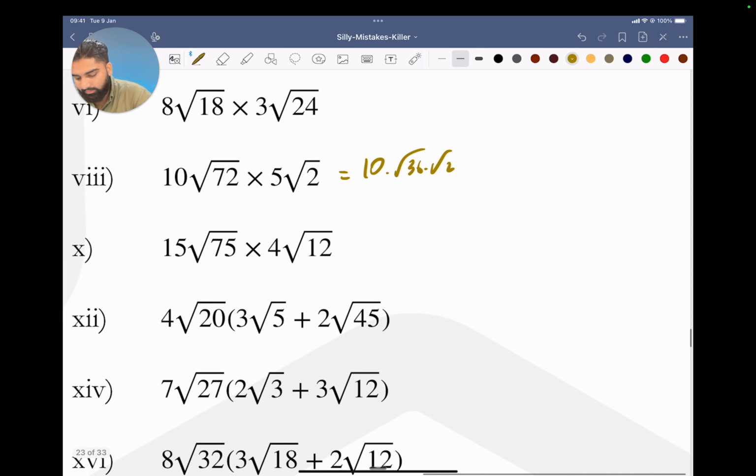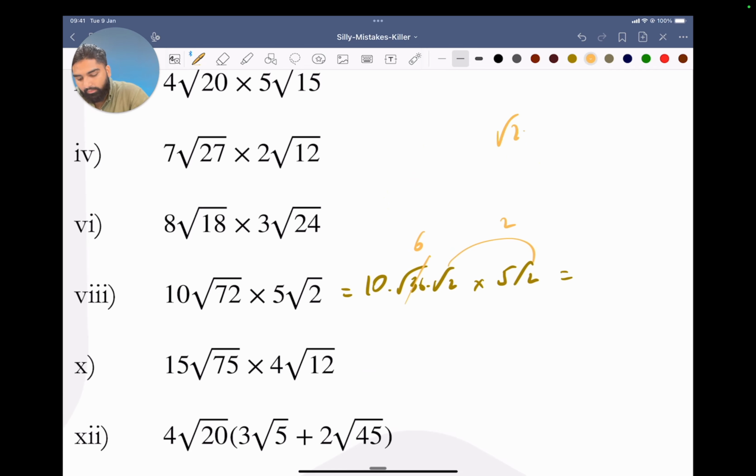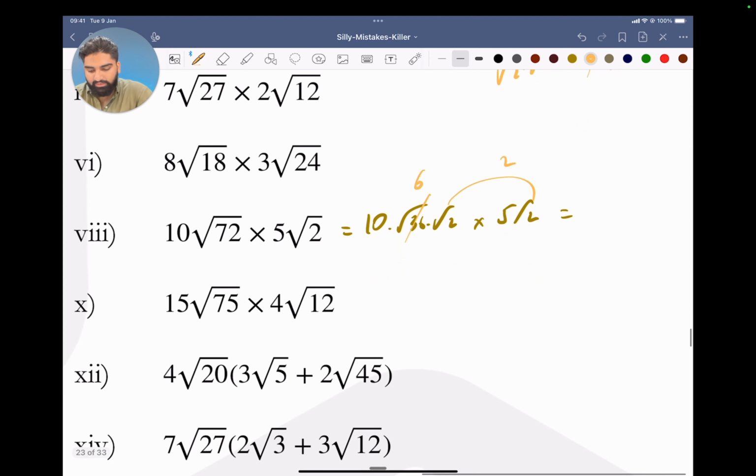So I can change this to 10 times root 36 times root 2 multiplied by 5 root 2, like that. Now watch this. It actually becomes a very nice number because root 36 is just 6. And then root 2 times root 2 is just 2. There's a couple of explanations for this. Well, root 2 times root 2 is, if you multiply the insides, root 4, that's 2. Another way you can think of it is root 2 times root 2 is root 2 squared, which hence means they cancel out. So then I'm just left with multiplication here.